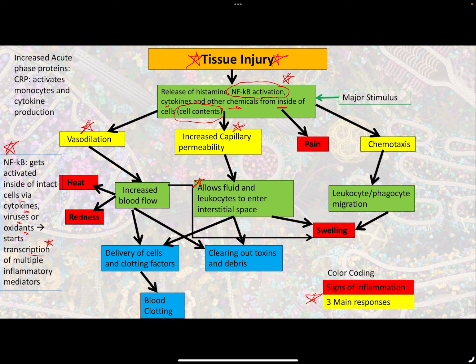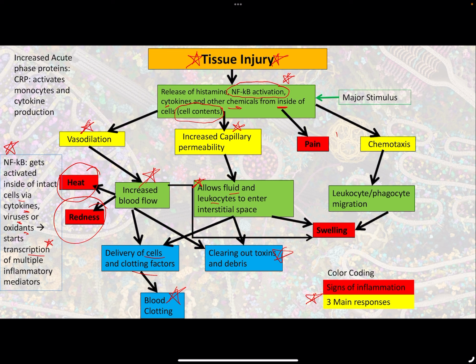So that allows for fluid and leukocytes to enter the interstitial space. Okay, that's going to help us to clear out toxins and debris, but it's also going to deliver cells and clotting factors. They're going to help with clotting. Okay, that vasodilation is also going to increase blood flow, which leads to some of those things there, but it also leads to the heat and redness that we see as two of the cardinal signs of inflammation.